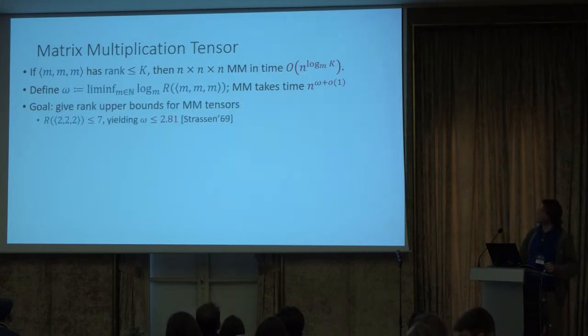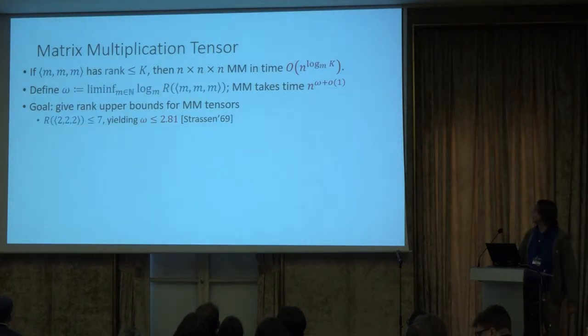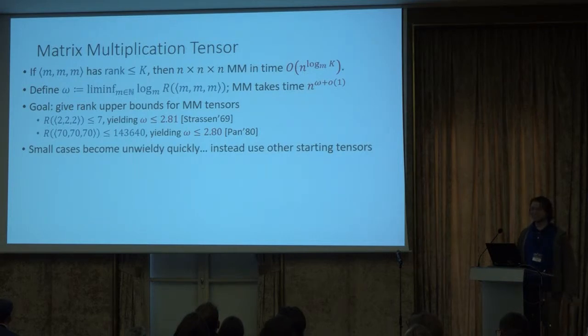Okay. So the goal is to give rank upper bounds for matrix mult tensors. For instance, Strassen showed that the 2 by 2 by 2 tensor has rank at most 7. And you've probably seen this rank expression before. It looks like this. Later, Pan showed that the 70 by 70 by 70 tensor has rank at most 143,000 something. I'm not going to show you what that one looks like, but these things get really unwieldy really quickly.